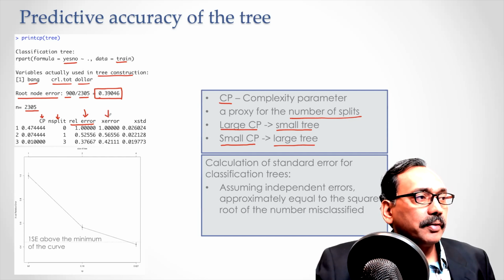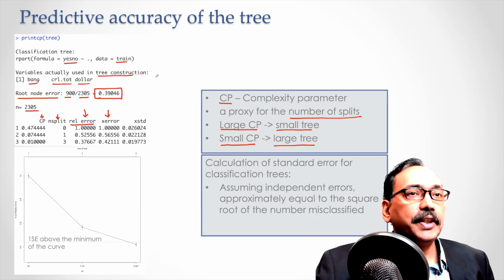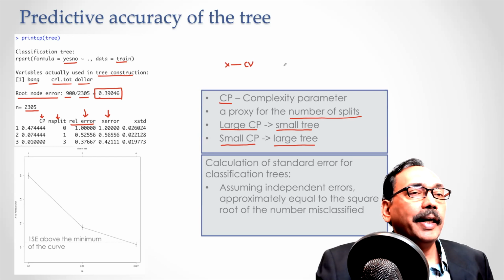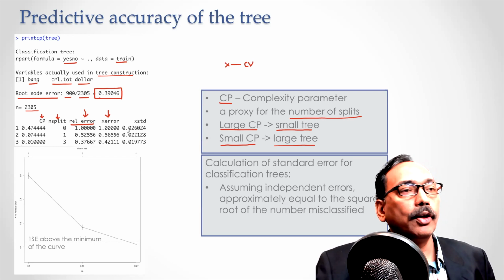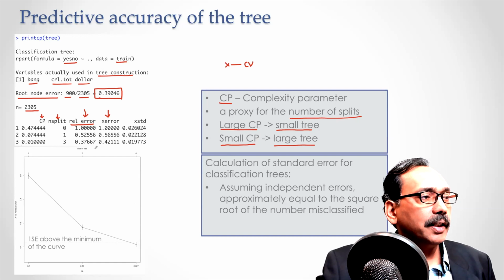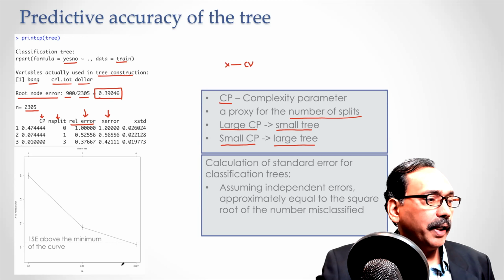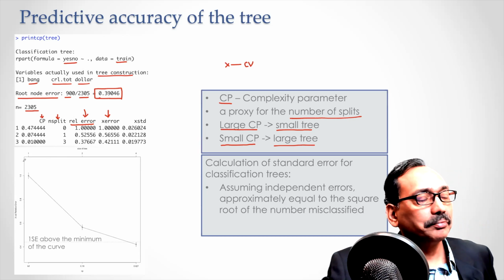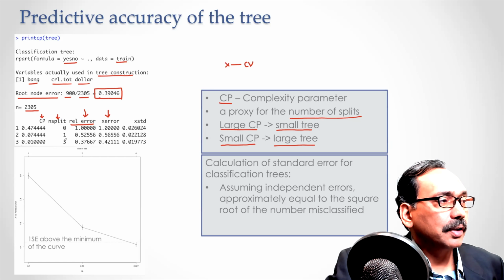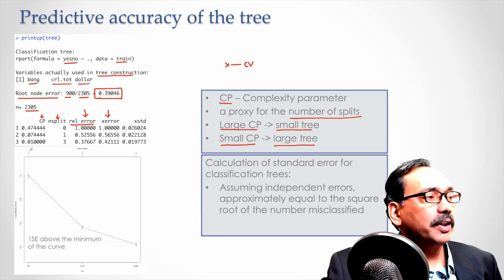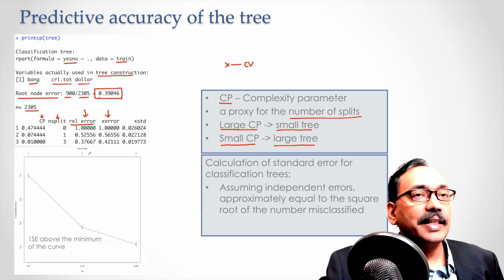R also reports xerror, where X stands for cross validation, and the default is 10-fold cross validation that we have done earlier also. And then you have the standard deviation. You can also print a plot of this information, where on the x-axis you have CP values, the first column, and on the y-axis you have error. At the top you have size of the tree. It is just +1 compared to number of splits, because if you do not split, then size of your tree is 1. If you have one split, then the size of the tree is 2, and so on.